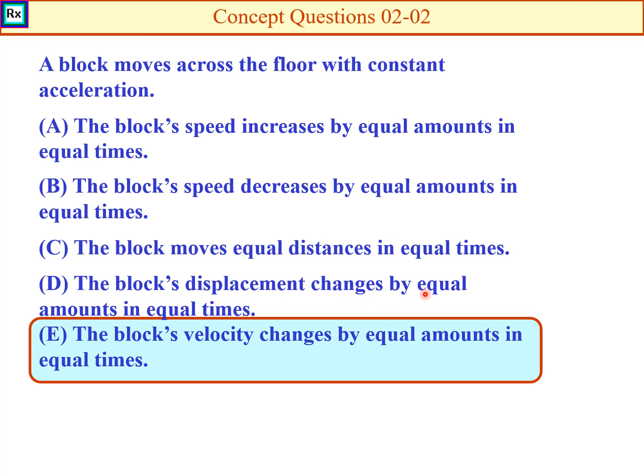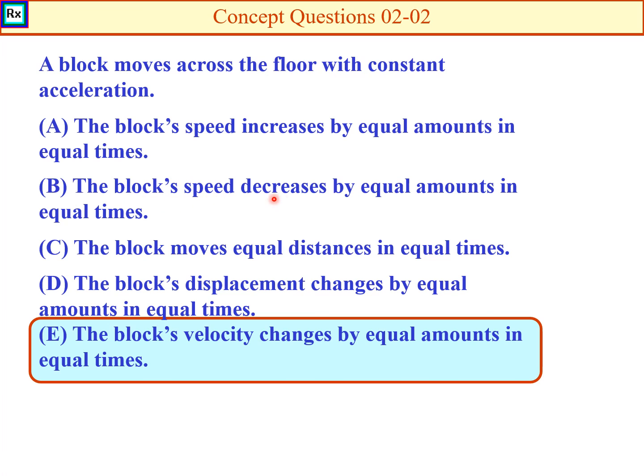It can't be that the displacement changes by equal amounts, because as it speeds up or slows down, every second that passes it's going faster and faster or slower and slower, so it doesn't have the same displacement for every time frame. The block moves equal distances in equal times, so obviously not there. And that's the only difference here, that we say distance rather than displacement.